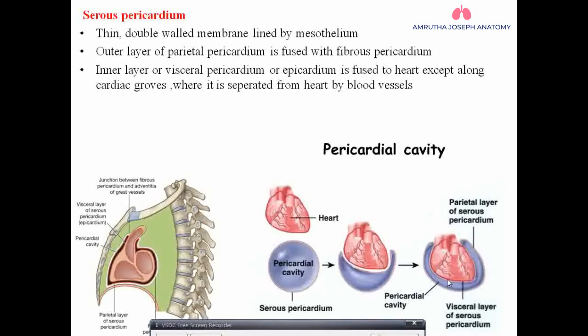Inner layer is also called as the epicardium, very closely related to the heart, excepting in areas where the heart has some grooves. So there are many grooves that can be seen in the heart. There it is not closely related, because there are some structures which are running in these grooves. As we can see here, they are the blood vessels. Otherwise, the visceral layer or the epicardium is closely related to the heart.